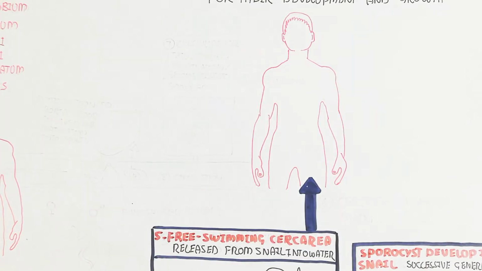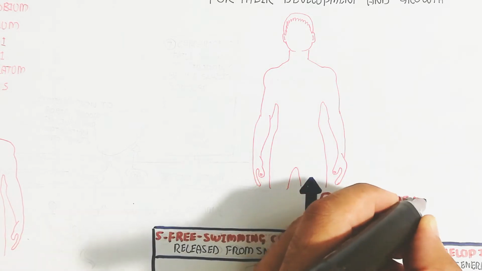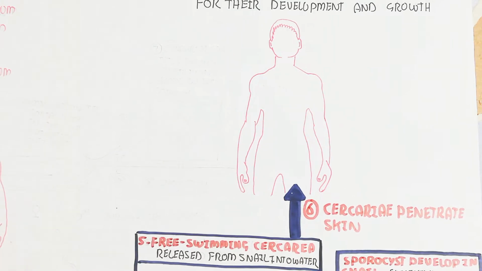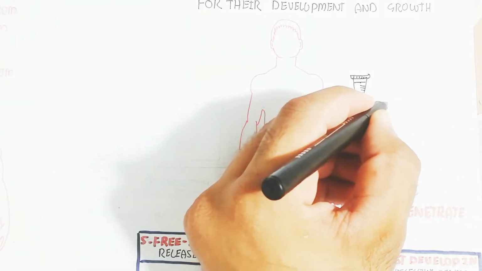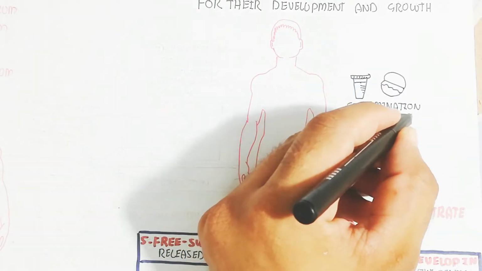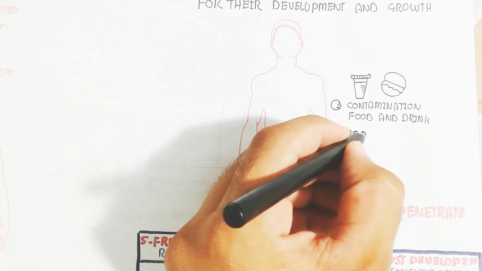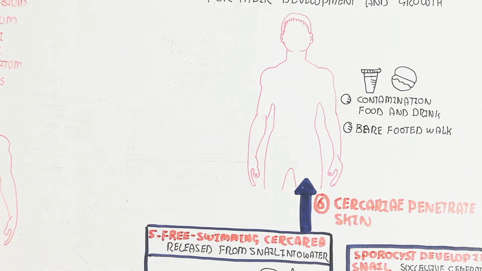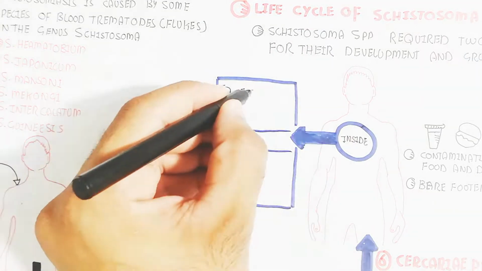So step 6 is the cercaria penetrating into the skin. After the cercaria penetrate into the skin, in this way, contaminated food and drink, and barefoot walking, are involved in the infection of humans through the feet or through the digestive system, and it can penetrate easily. So let's begin to understand the inside of the human.